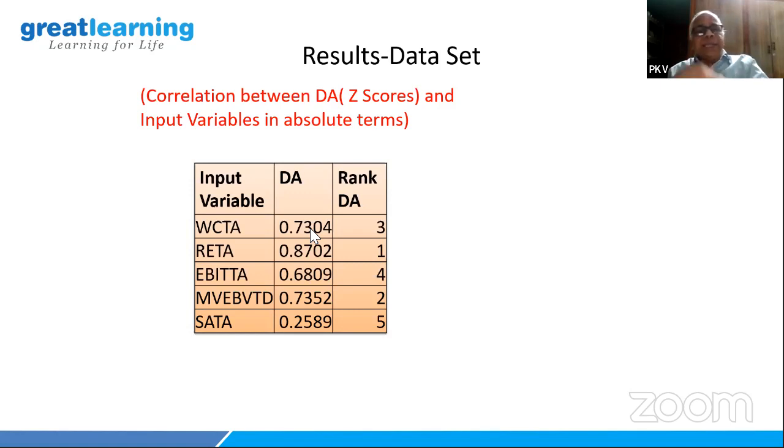Then the market value of equity to the book value of the total debt is number 2. Then number 3 is the working capital to total assets ratio. Number 4 is EBITDA. Number 5 is SATA. In other words, we can do a statistical significance test using the F ratio or the T test, but I'm not going to do that at this stage. I'm only trying to say the relative importance of individual ratios in terms of achieving the differentiation. The most important is RETA. The second one is market value of equity to the book value of the total debt. Third one is WCTA. Fourth one is EBITDA. All the ratios 1, 2, 3, 4 are close to each other. RETA is dominating, but SATA is low, as you can see.